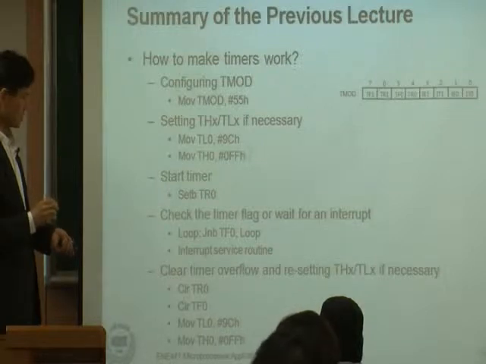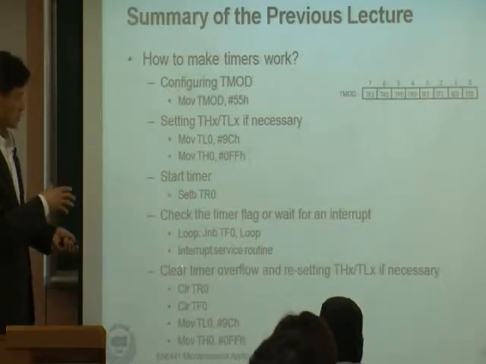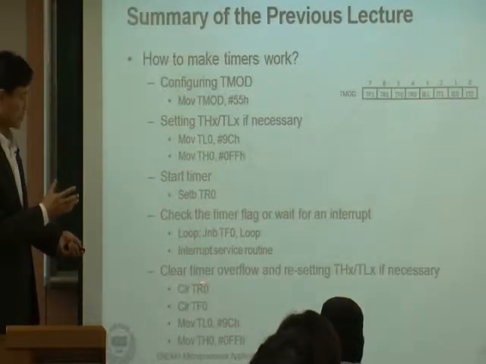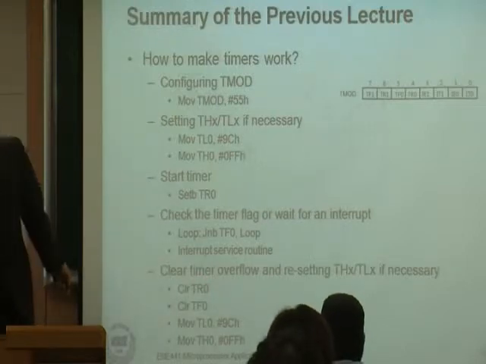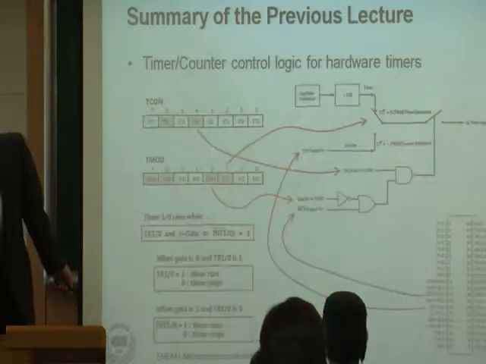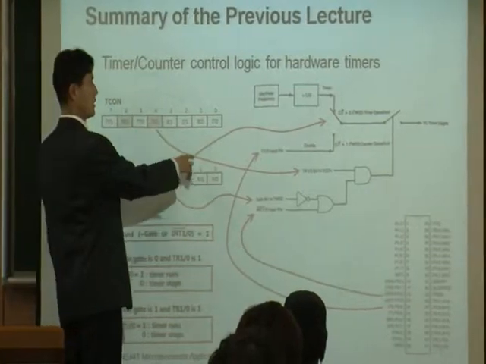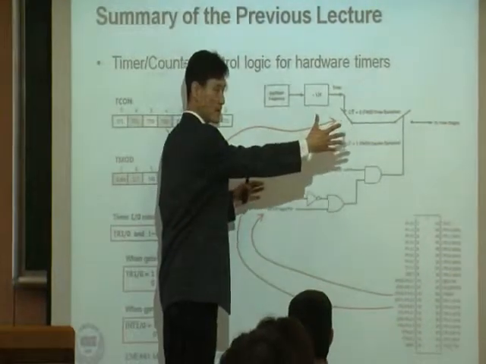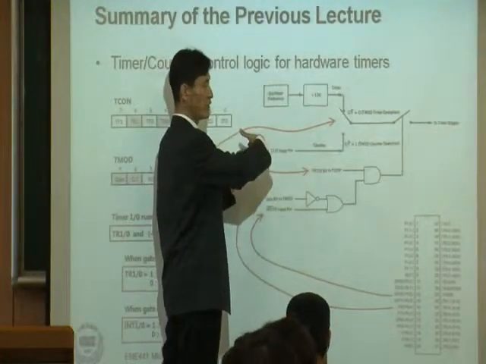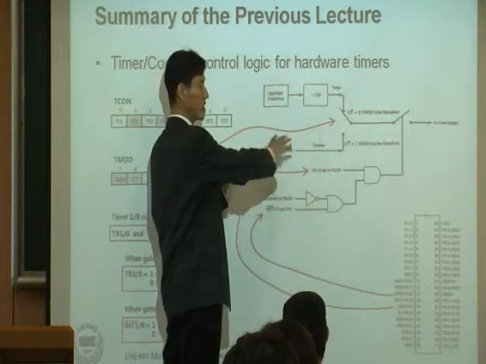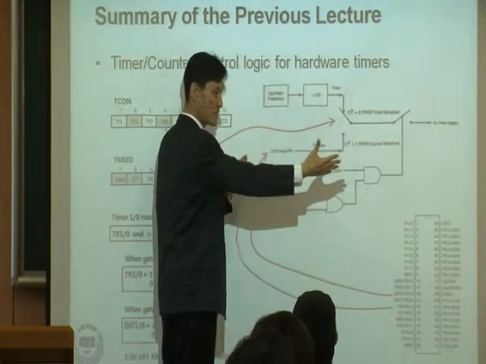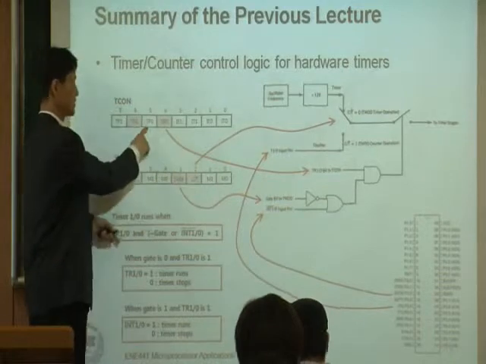Okay, that's what we do. And sometimes you may need to clear the overflow. What this means is this one. Let's say, coming back here, the timer runs, and we want to measure 1 millisecond. So the hardware timer runs and measures 1 millisecond, and overflow happens, so this becomes 1.